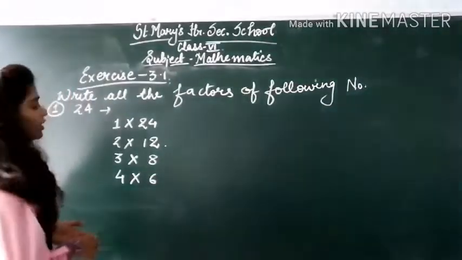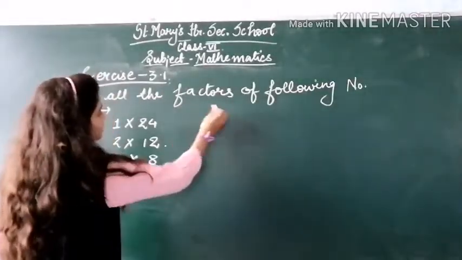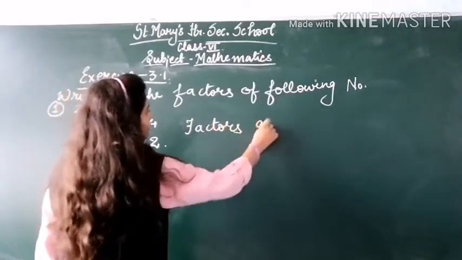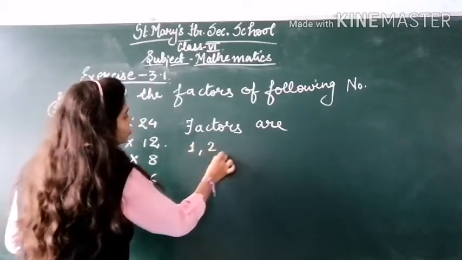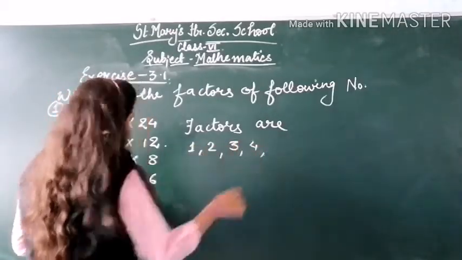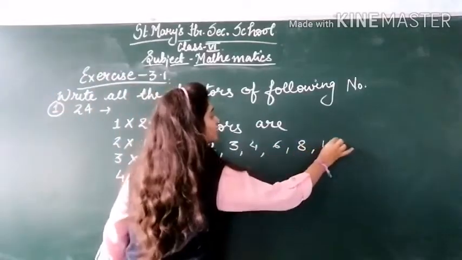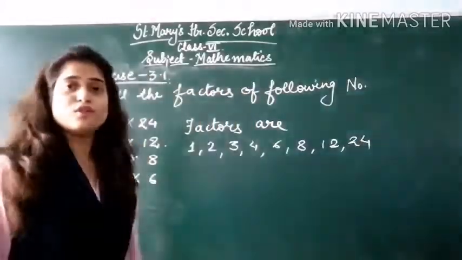Now what are the factors of 24? Factors are 1, 2, 3, 4, 6, 8, 12 and 24. These are the factors of 24.